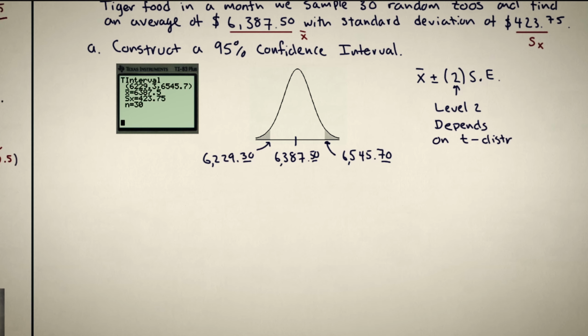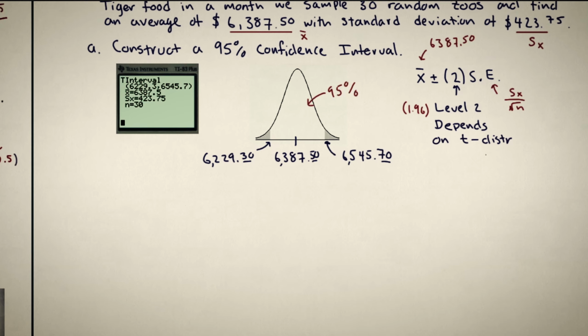What it's doing is taking the mean in the sample. So in our problem, this was the $6,387.50. And then basically they're adding and subtracting two standard errors. This number you get by doing S sub X divided by the square root of N. And then this, sometimes we've been calling this the level 2 number. In the Z distribution, this was 1.96, to put perfectly 95% of the area in the middle.